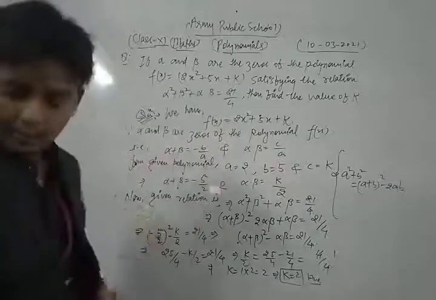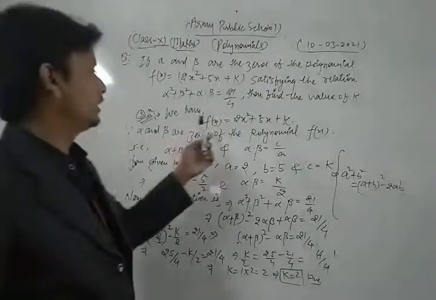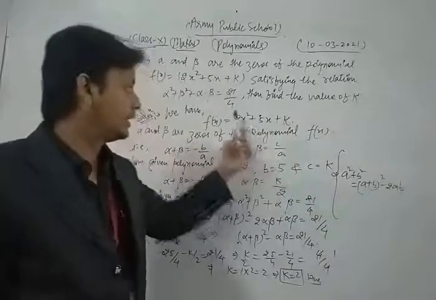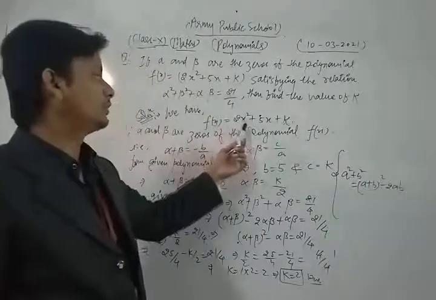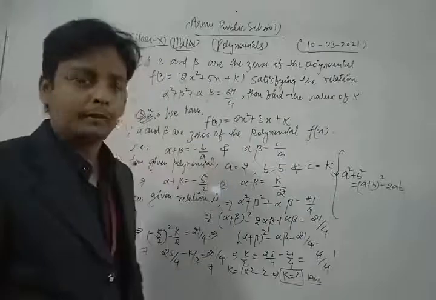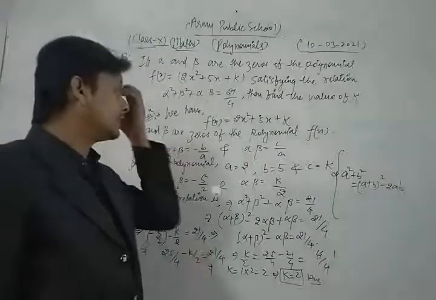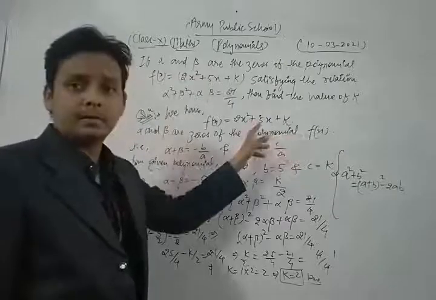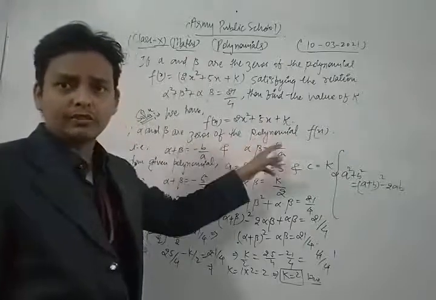So let's see once more. First of all, we write the given polynomial as f of x is equal to 2x square plus 5x plus k. Okay, now dear students, since alpha and beta are the zeros of the given polynomial f of x.